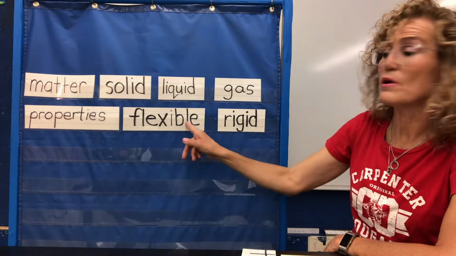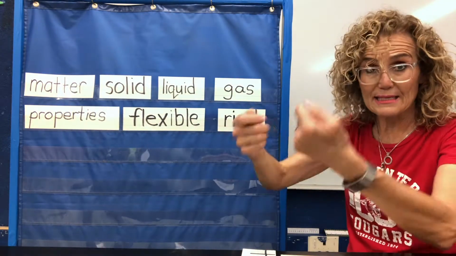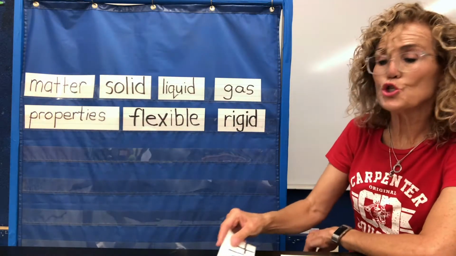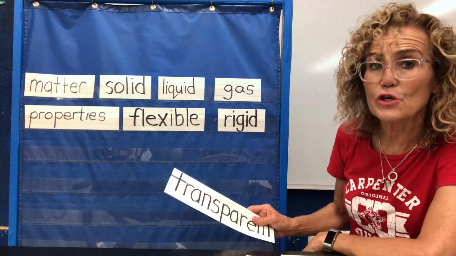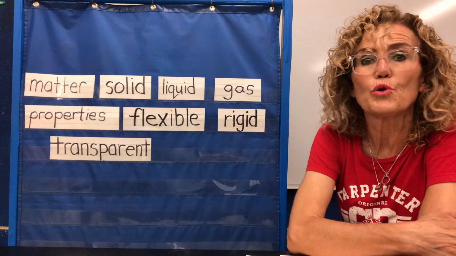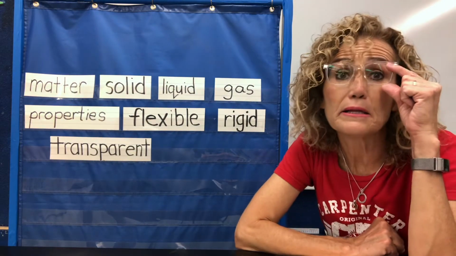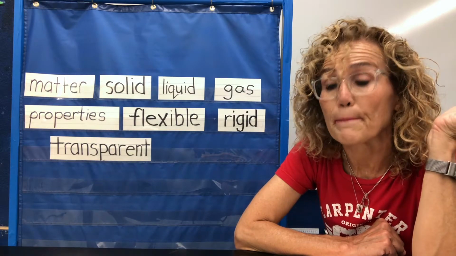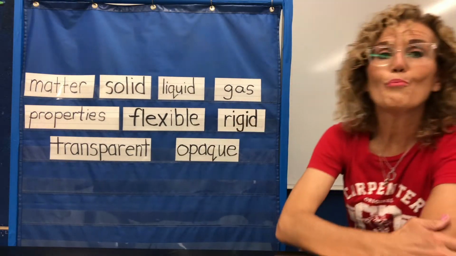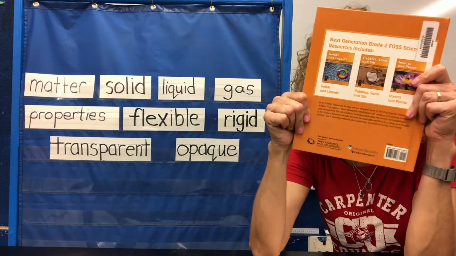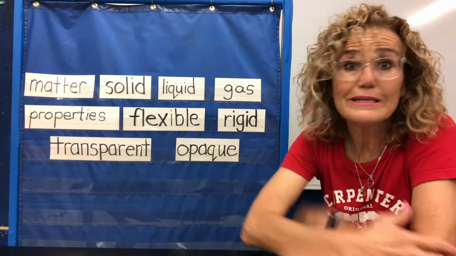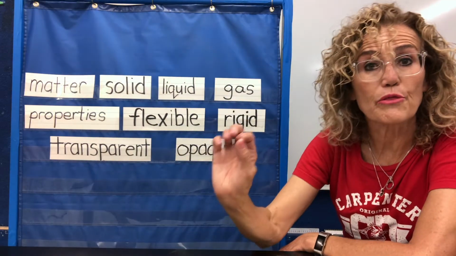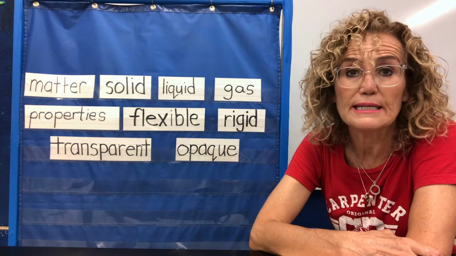We talked about whether they were flexible, and that means it bends, or whether they were rigid, that it does not bend. I want to introduce two more words that we discussed in first grade, and one of them is the word transparent. My glasses are transparent. I can see right through them. The other word is opaque. This book is opaque. I could not see through the book. So transparent means you can see right through it. Opaque means you cannot see through it.